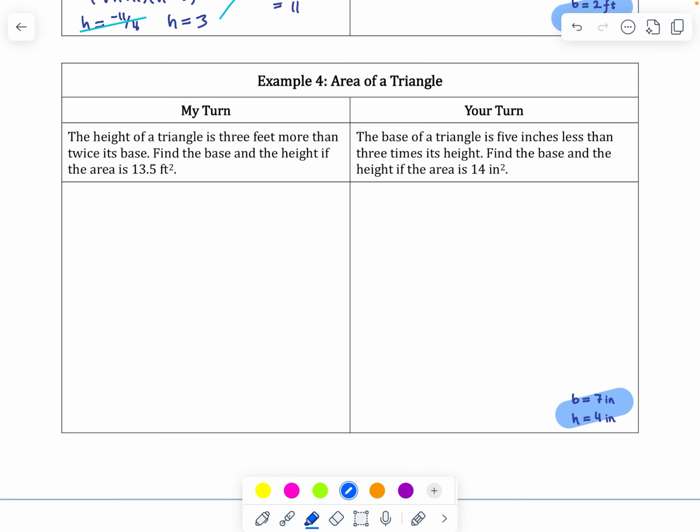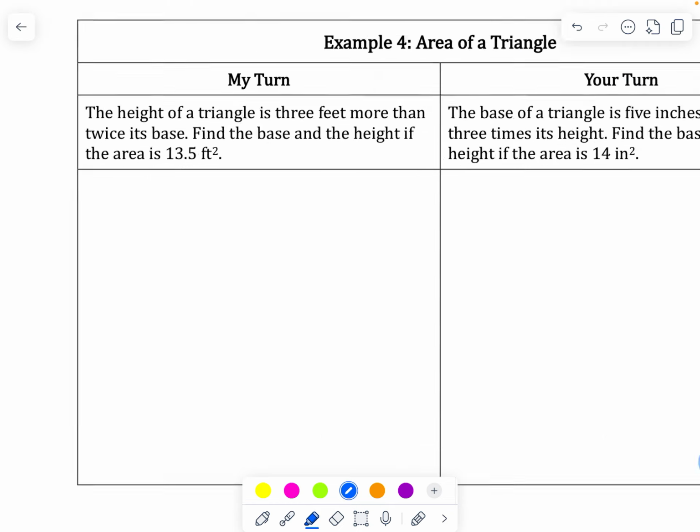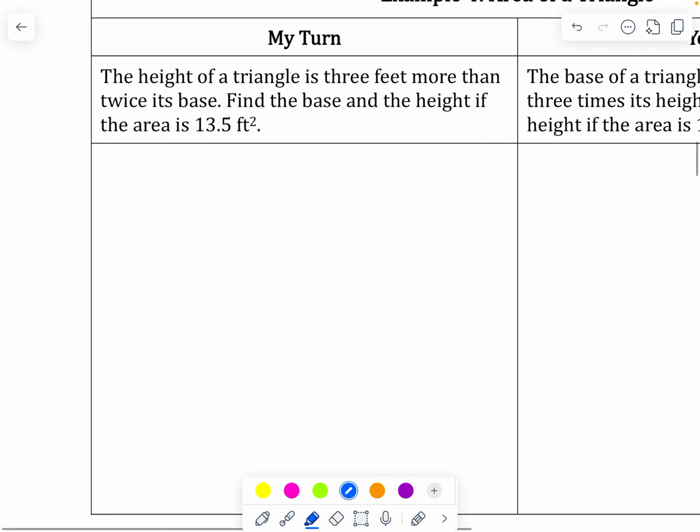Example 4. Same thing, we're just going to do the area of a triangle this time. The height of a triangle is 3 feet more than twice its base. Let's just go and pause there, right? The height of a triangle is 3 feet more than twice its base. We need to translate that. The height is, so h equals 3 more than twice its base. Twice its base, right? That's another way of saying 2 times. So 2 times the base, and it's 3 more than that, so plus 3.